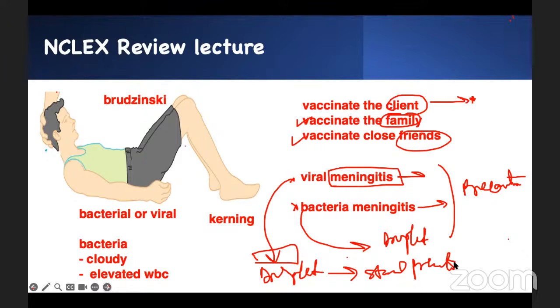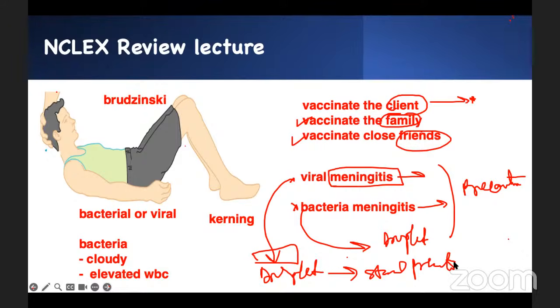It does not need to be a private room. The door does not need to be closed. You don't have to wear a mask going to see that patient. Just standard precaution for viral meningitis. Don't wear any mask. Don't wear gown, gloves. It's just a standard precaution.